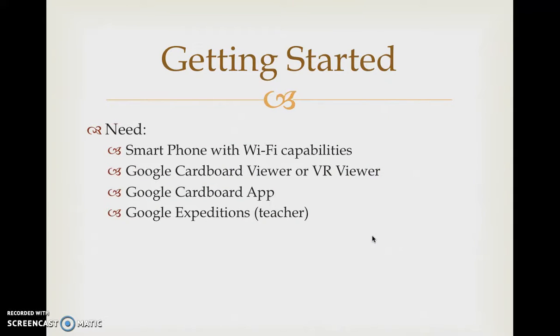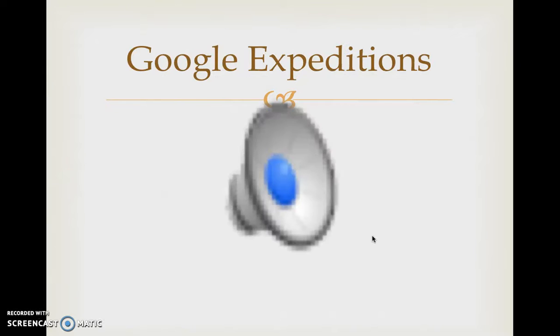Now, to get started, you're going to need a smartphone with Wi-Fi capability. You're also going to need a Google Cardboard viewer or the VR viewer. You should download the Cardboard app, and also a really good thing to use in your classroom is Google Expeditions. Google Expeditions gives you an easy way of having your entire class look at one particular picture where you can monitor what they're actually looking at. Let's take a look at Google Expeditions.